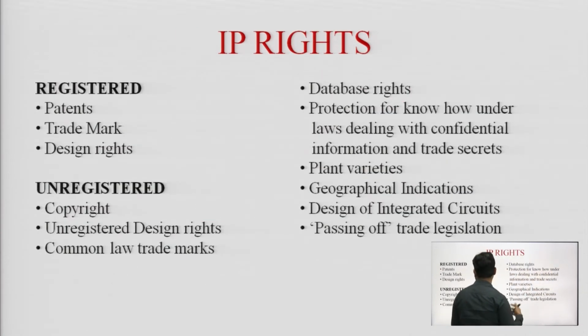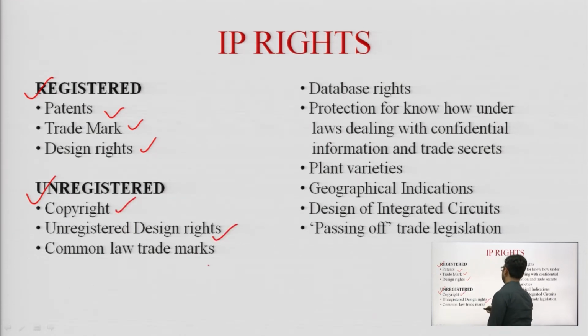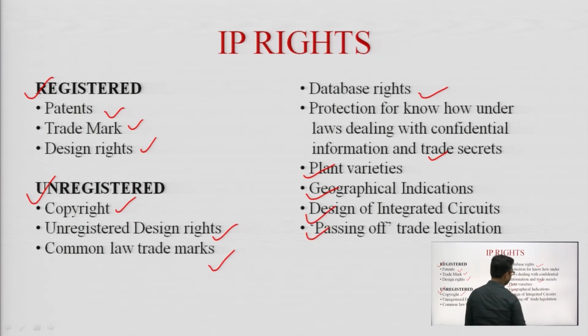So, IP rights can be registered or unregistered types also. Patents, trademark and design, these rights can be registered. Unregistered types of IPR are Copyright, Unregistered Design Right, Common Law Trademarks, Database Right, Protection for know-how under laws dealing with confidential information and trade secrets, plant varieties, geographical indication, design of integrated circuit, passing off of trade designations. These all come under unregistered. So, IPR rights further can be divided into registered and unregistered types.